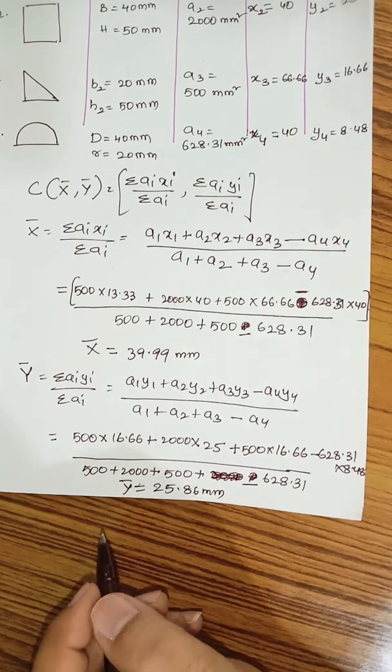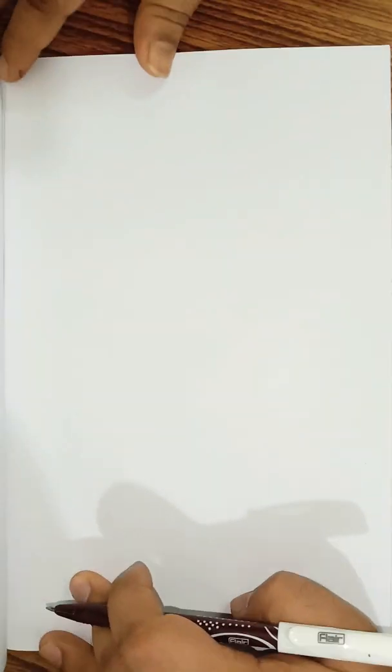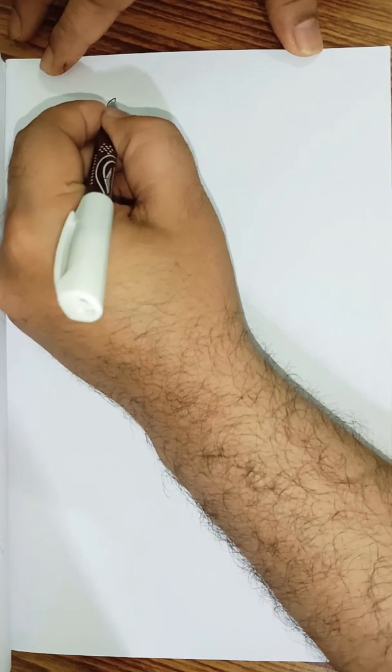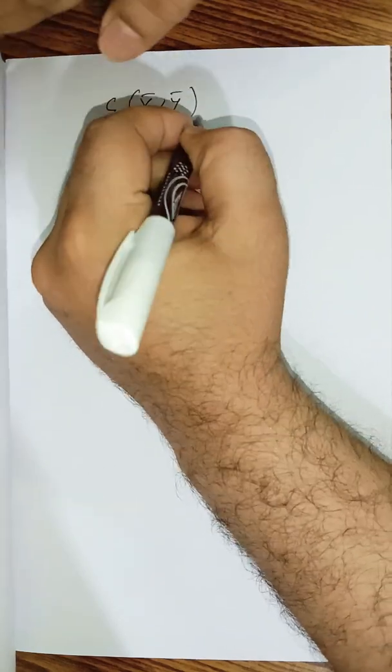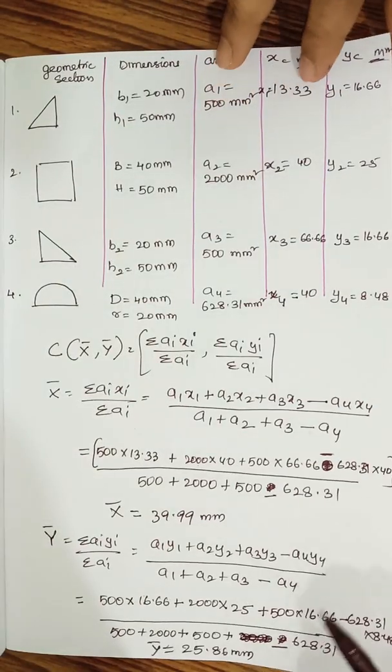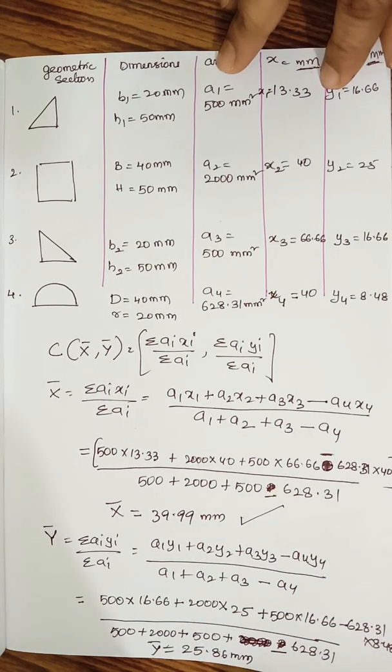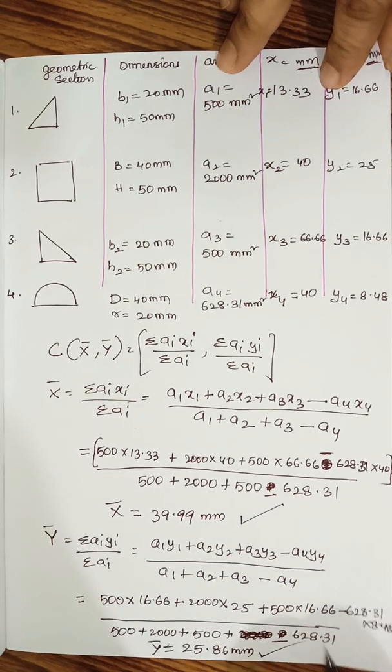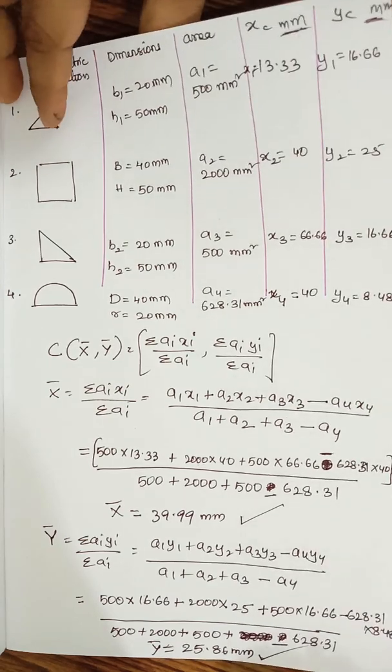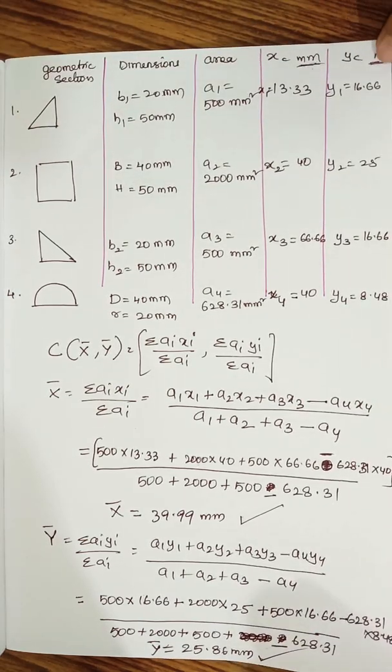So finally we got the answer for the given section, capital C, x bar comma y bar, which are equal to 39.99. Obviously you can take that one as 40 millimeter, and 25.86. 39.99 and 25.86.